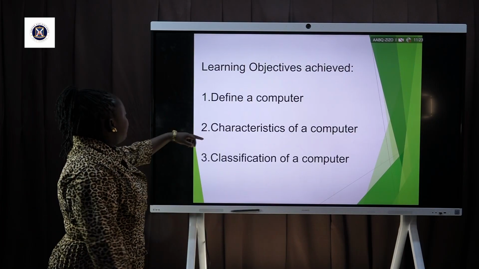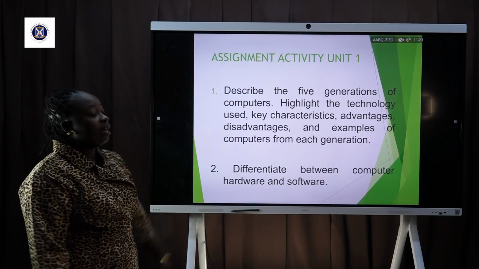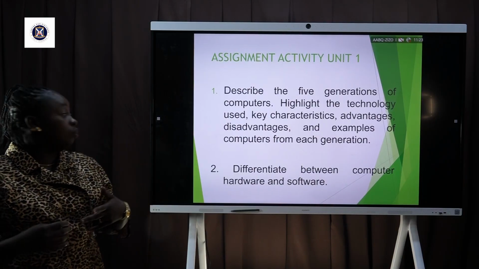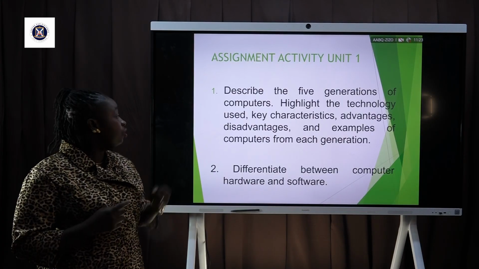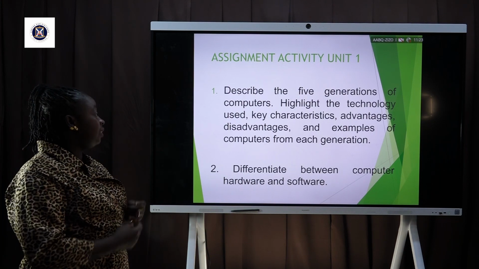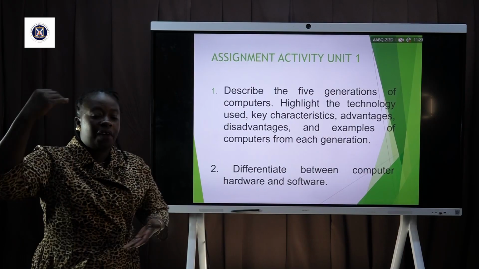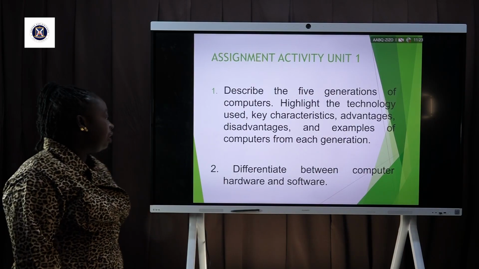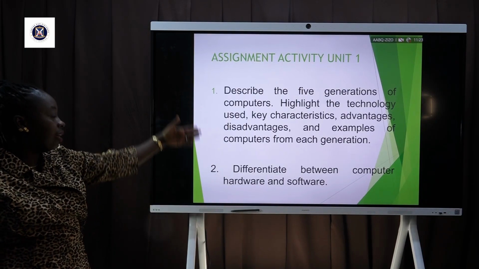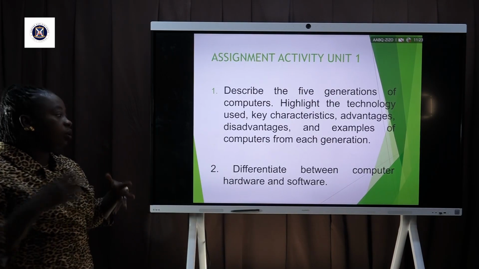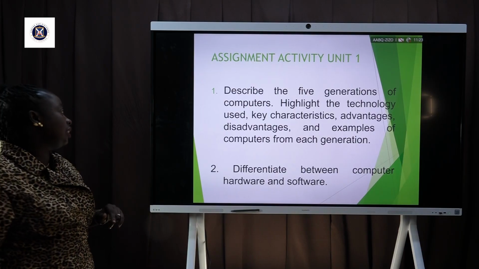I have assignment activity unit 1. In this assignment activity, you are to describe the 5 generations of computers, highlight the technology used, key characteristics, advantages, disadvantages, and examples of computers for each of the 5 generations I mentioned earlier. Then also the second assignment to be done in this assignment activity unit 1 is to differentiate between computer hardware and software. You have a week deadline for this assignment.